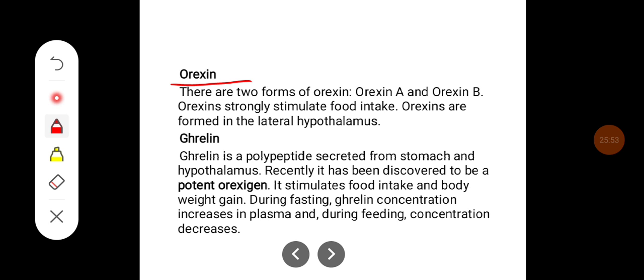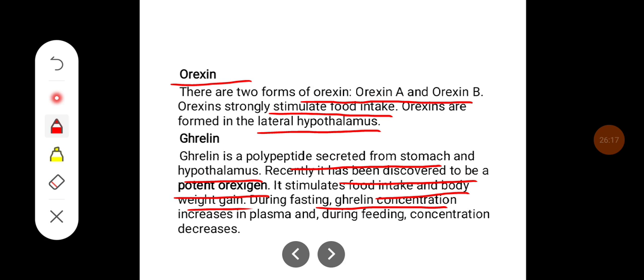Orexin. There are two forms of orexin, orexin A and orexin B. The orexins strongly stimulate food intake. Orexins are formed in the lateral hypothalamus. Ghrelin is a polypeptide secreted from the stomach and hypothalamus. Recently, it has been discovered to be a potent orexogen. It stimulates food intake and body weight gain. During fasting, ghrelin concentration increases in the plasma, and during feeding, the concentration decreases.